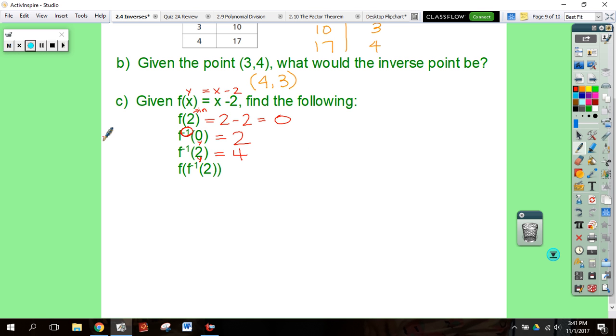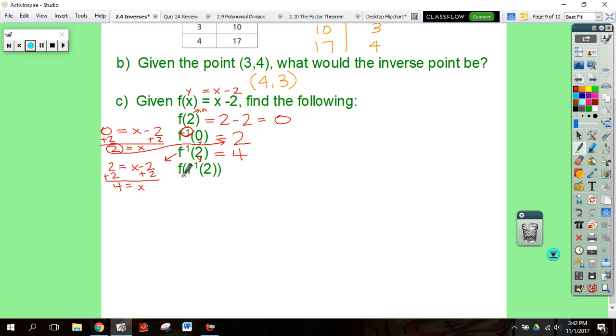I can write that off to the side, that might be better. 0 is equal to x minus 2. If I add 2 to both sides, I get x is equal to 2. So that's where this 2 here is coming from. And this one, 2 would be the y value. So 2 is equal to x minus 2. If we add 2 to both sides, we get x is equal to 4. Well, if this is the y, this is the x. So the inverse of 2 is equal to 4.